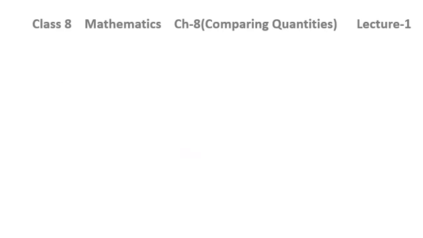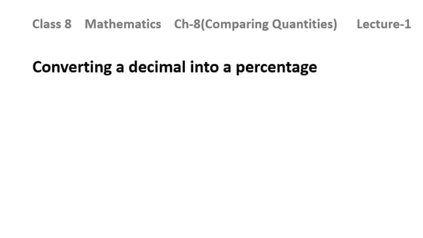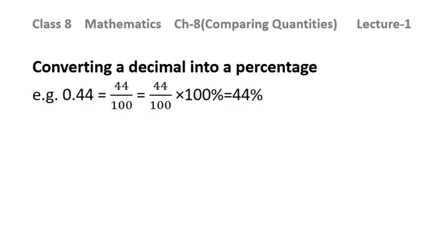Let us see another subtopic, how to convert a decimal into a percentage. If a decimal number is given to you, then how to convert it into a percentage? For example, 0.44, this is the decimal notation. First of all, you need to convert it into a fraction, that will be 44 over 100. It will be 44 over 100 into 100%, because we need to convert into percentage. So the answer will be 44%. So 0.44 is equal to 44%.